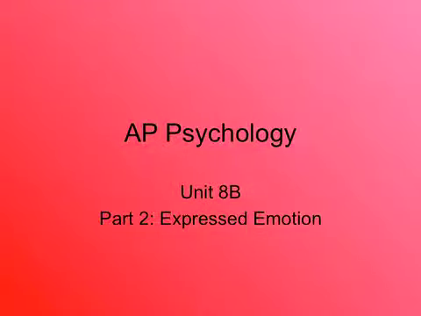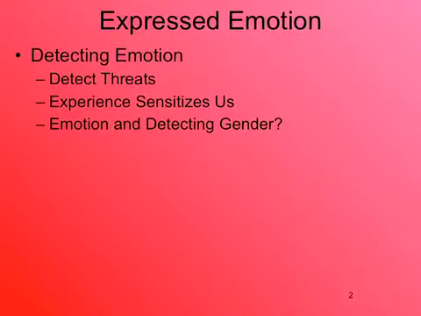Okay, AP Psych class, we are on video 2 for Unit 8, Part B. This is on expressed emotion. Our first video was on embodied emotion and emotional theories, like what was happening physiologically inside of us to generate feelings. And now we're going to talk about the outward expression of those emotions.